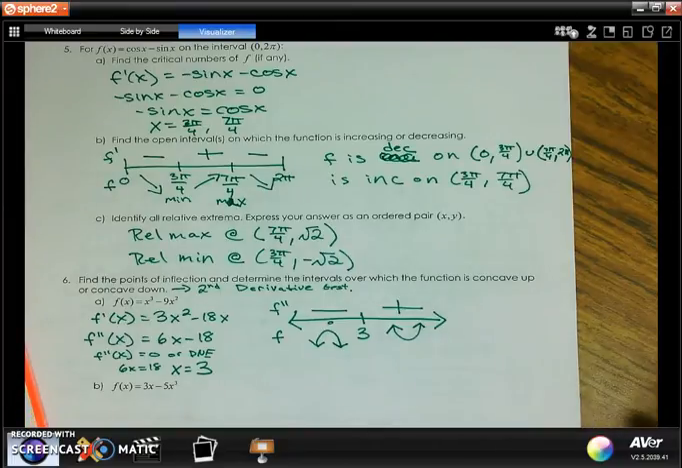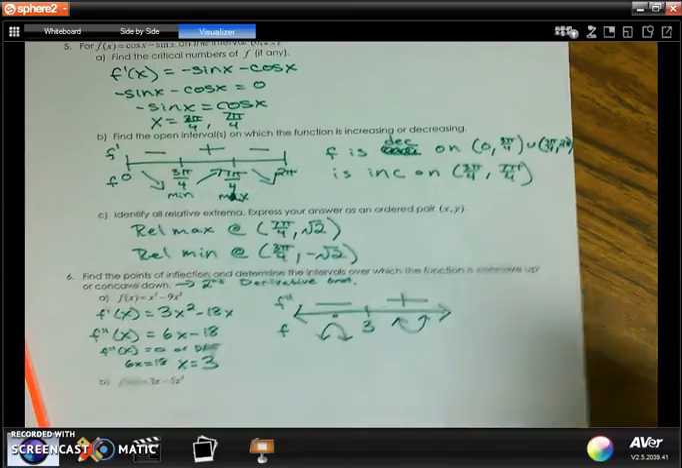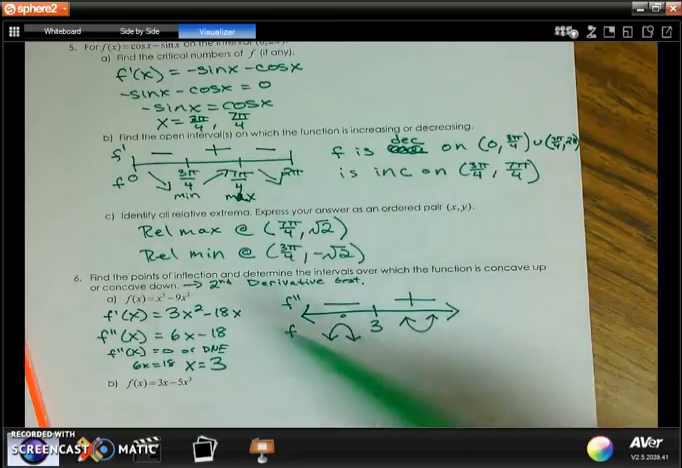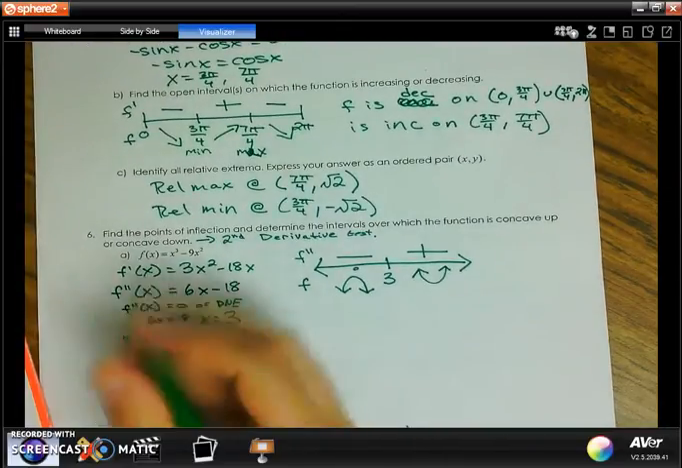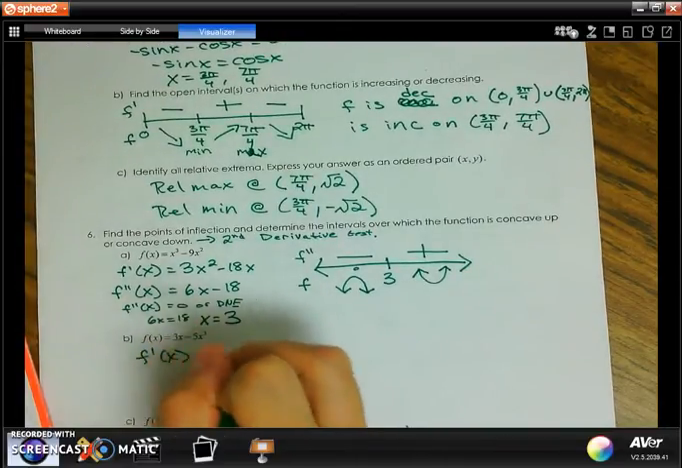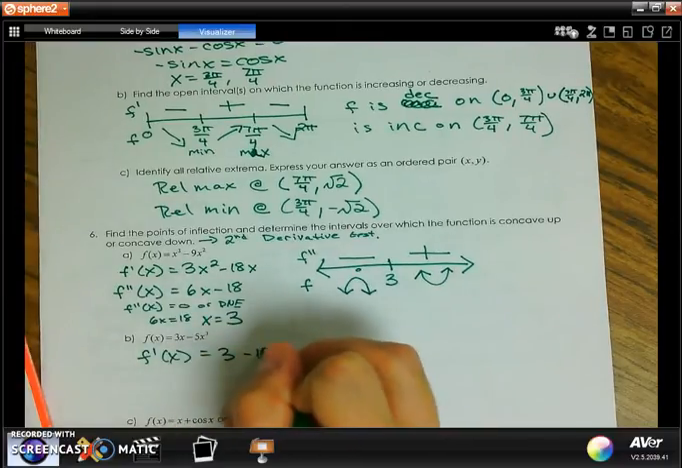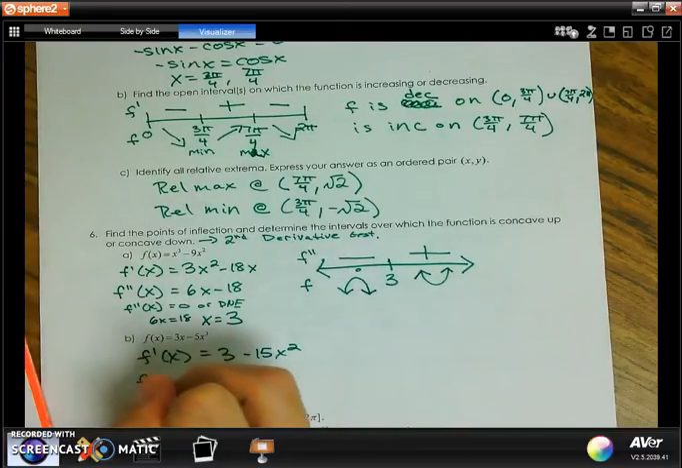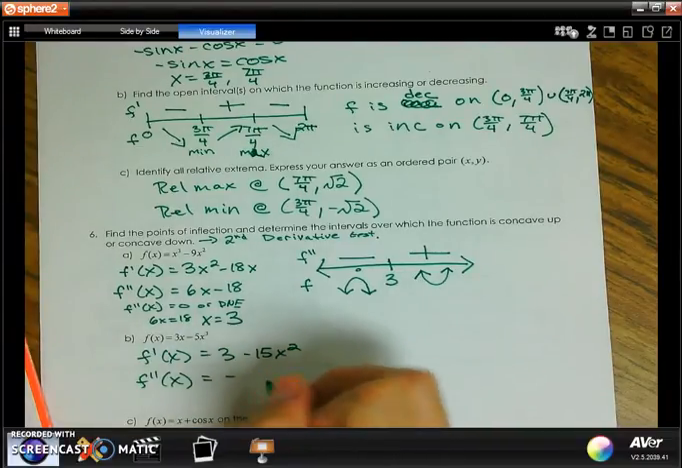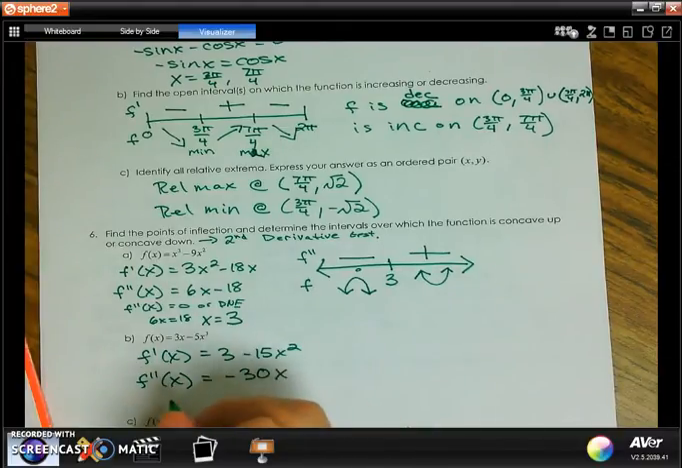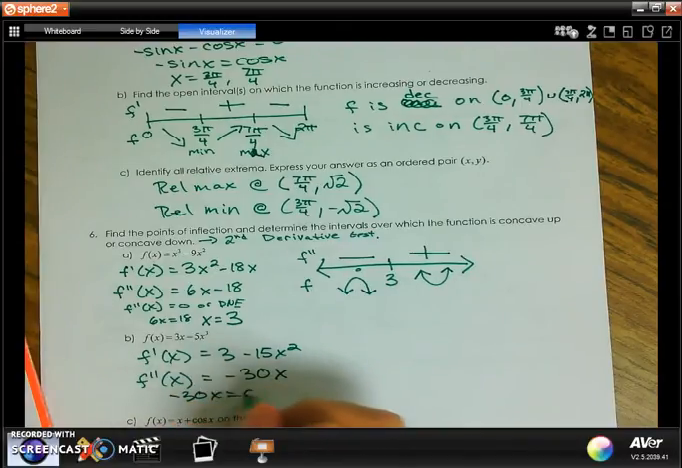Okay, number 6 we're going to go through really quickly. You're going to take the derivative and then the second derivative, because for the points of inflection, it's not asking me to conclude anything about increasing or decreasing. The first derivative is going to be 3 minus 15x squared. Then I go straight to the second derivative, which is just negative 30x. I set that equal to 0, and you end up with x equals 0, right?